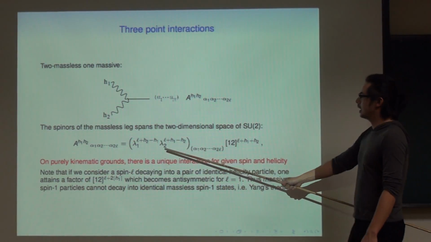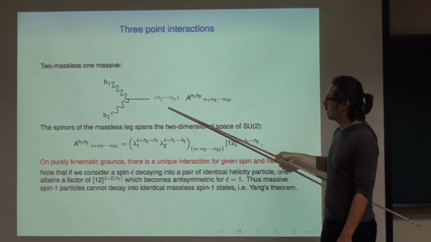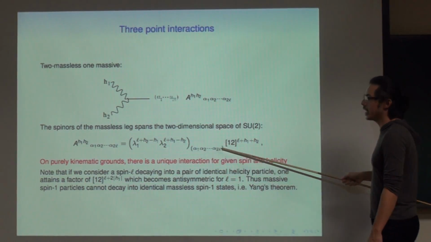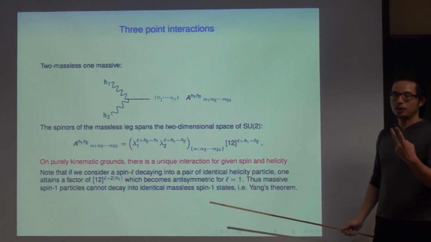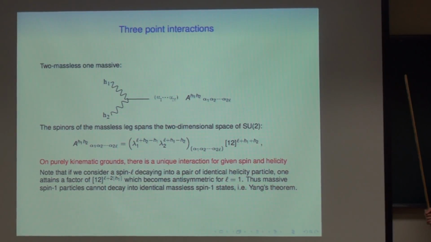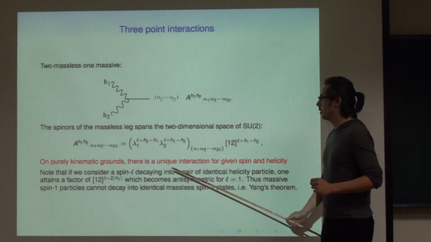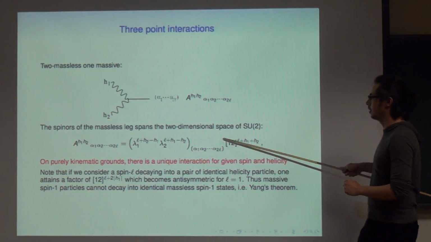And so if you write it in this basis, once I tell you what my helicity weights are and what spin it is, there's only one unique answer. Just by looking at this, you can see that for 2 massless particles and 1 massive particle, there's always one unique answer. There's nothing else you can write down. This is just a kinematic statement. So once I specify H1, H2, and spin, this is my unique answer.